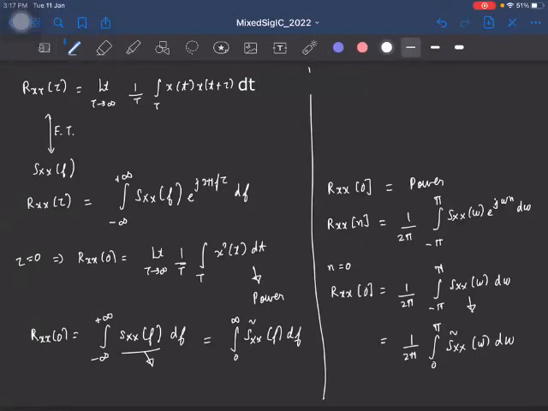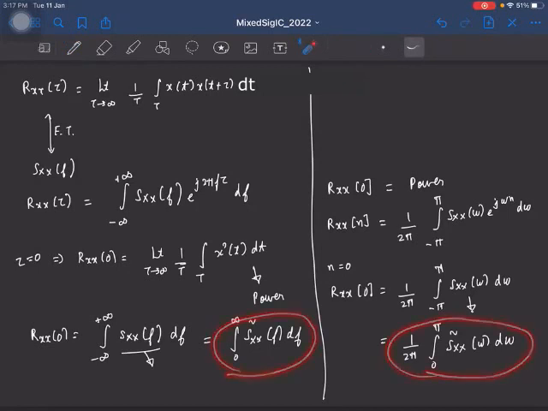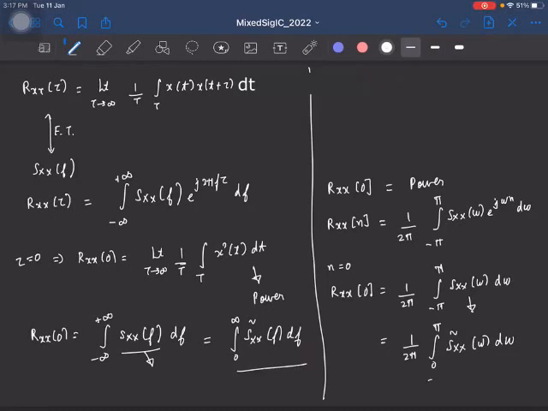Okay. So what have we observed? Well, we can find the power of the signal by computing the power spectral density and integrating it over the entire frequency range. Right? For the continuous time, it is from 0 to infinity. For the discrete time, it is from 0 to pi. Okay. So let's try to make more sense of this result.